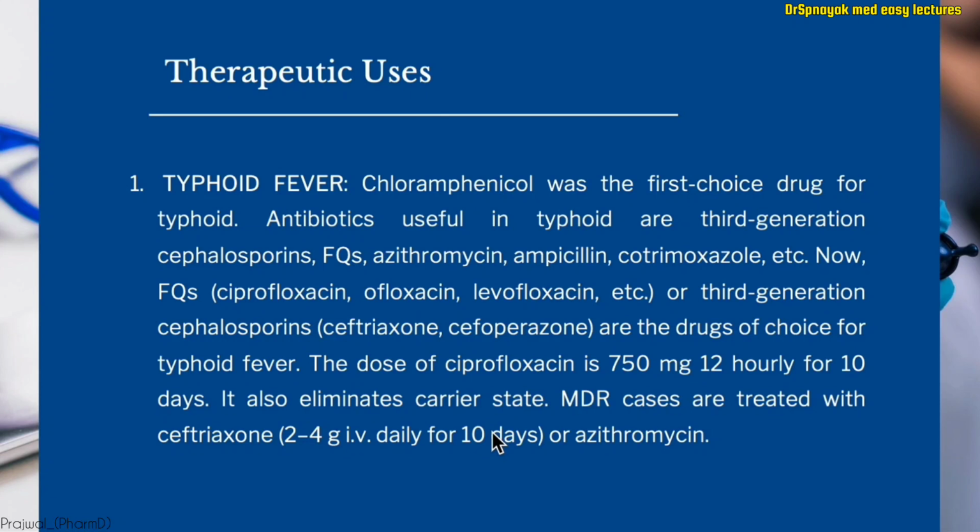Now let's discuss the therapeutic uses of chloramphenicol. Chloramphenicol is used in typhoid fever. It was the first drug of choice for typhoid. Antibiotics useful in typhoid are third-generation cephalosporins, fluoroquinolones, azithromycin, ampicillin, cotrimoxazole, etc. Now, fluoroquinolones or third-generation cephalosporins are the drug of choice for typhoid fever. The dose for ciprofloxacin is 750 mg 12 hourly for 10 days. It also eliminates carrier state. Multi-drug resistant cases are treated with ceftriaxone or azithromycin.